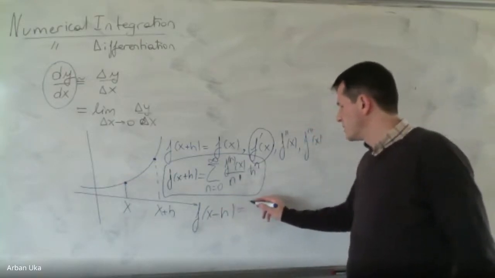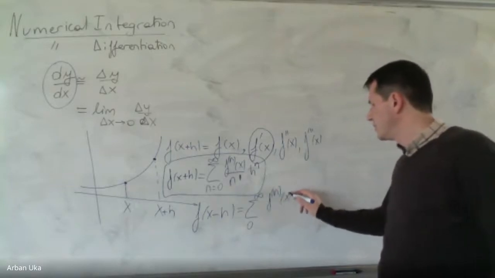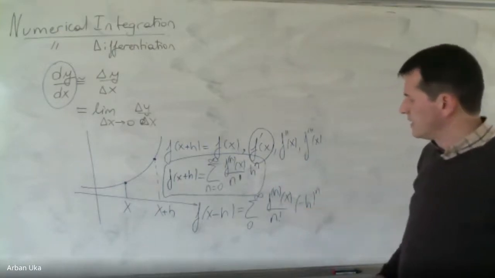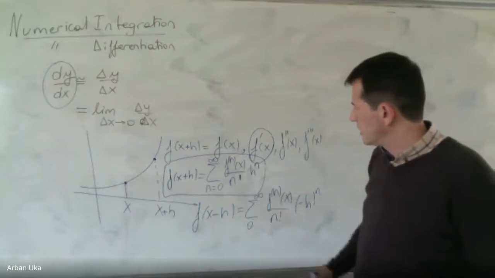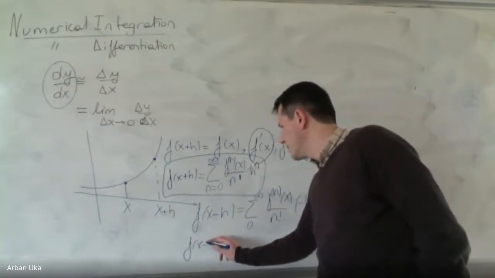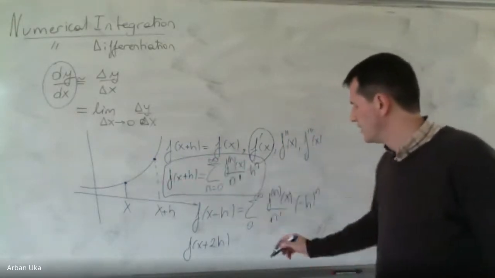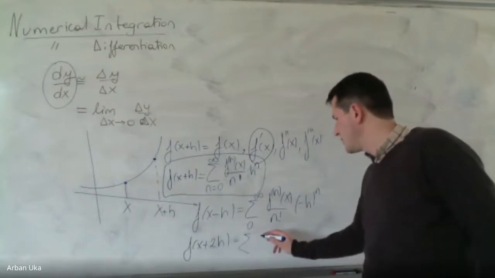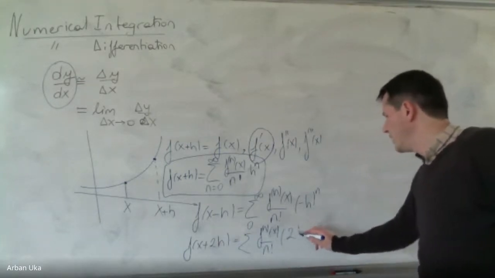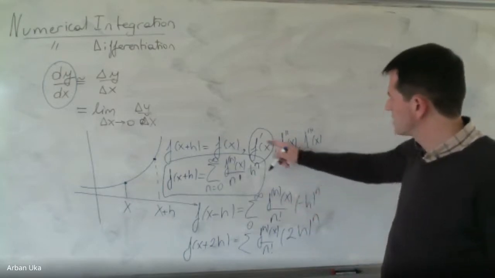This can be written as the summation from 0 to infinity of the nth derivative of the function evaluated at x over n factorial times minus h to the power n, right? Similarly, we can also find the value of the function f of x plus 2h, because f of x plus h we know, so we go a little further. This is going to be equal to the Taylor series expansion of the nth derivative of x over n factorial times 2h to the power n. So this is what we can use, and again, all of these have inside the first derivative, second derivative, third derivative.